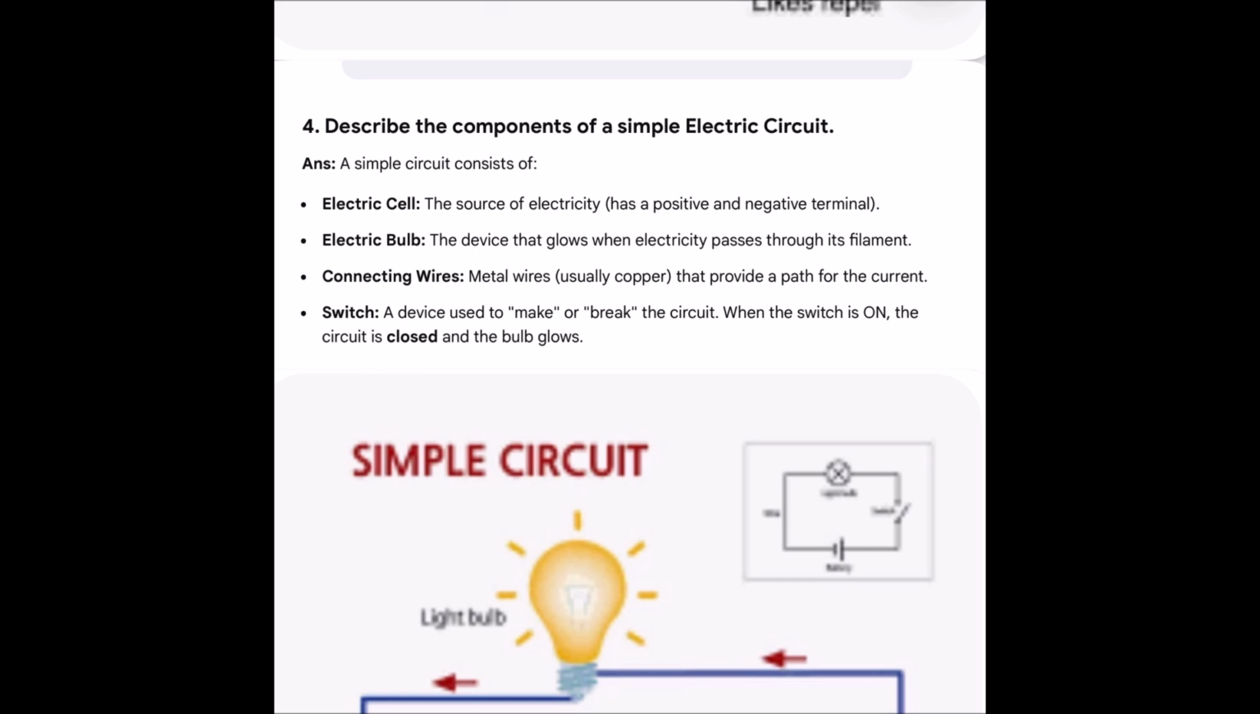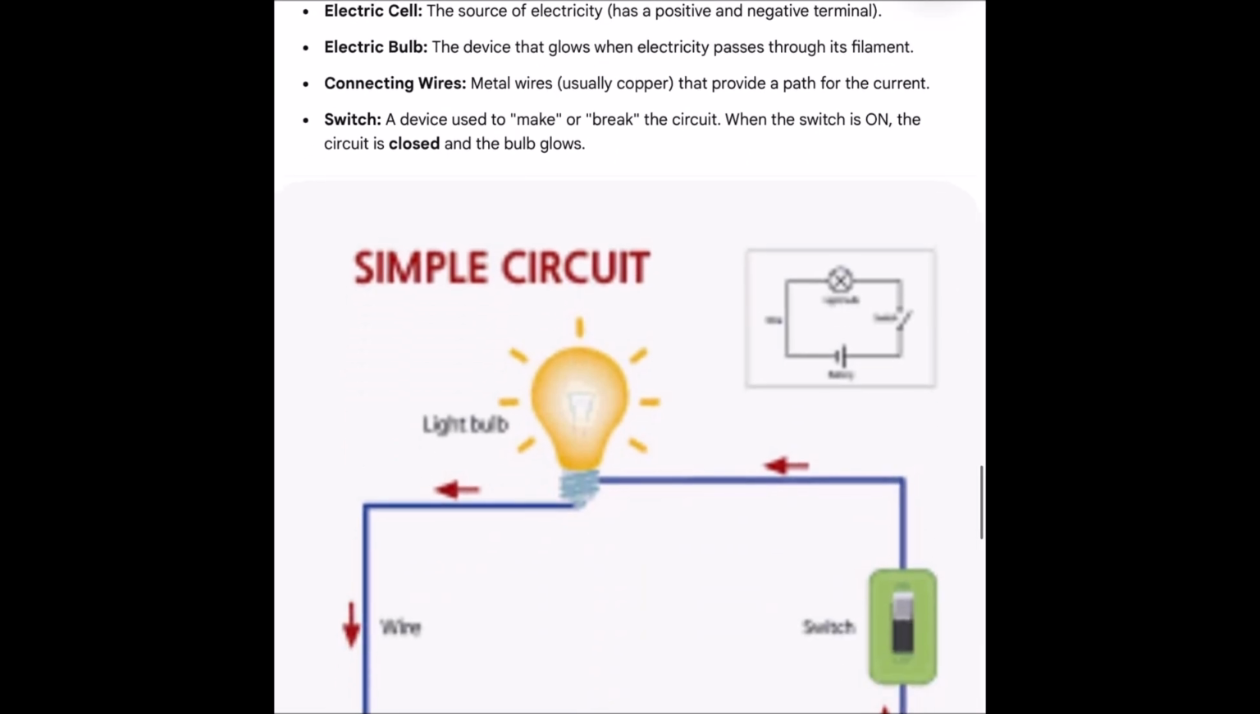So a simple electric circuit consists of an electric cell from where you are going to get the source of electricity. The electric cell is the source of electricity, and it has a positive and a negative terminal as shown here in the picture. This is the positive terminal and this is the negative terminal. You can even show the picture like this in a simple diagram. This is the battery, this is the negative pole, and this is the positive pole.